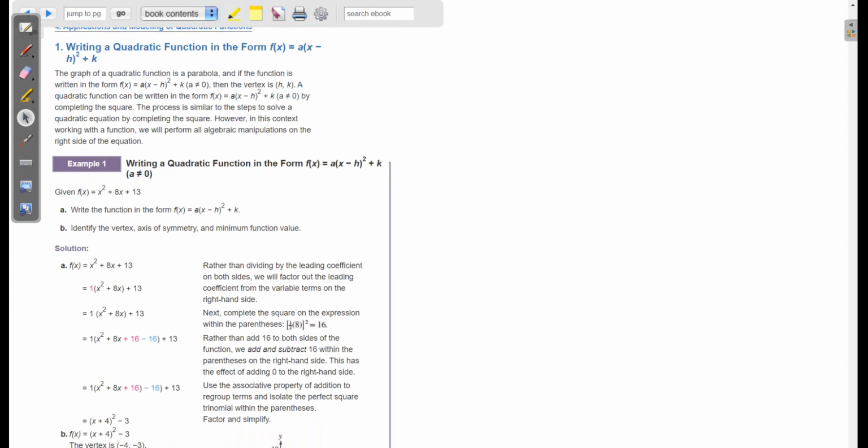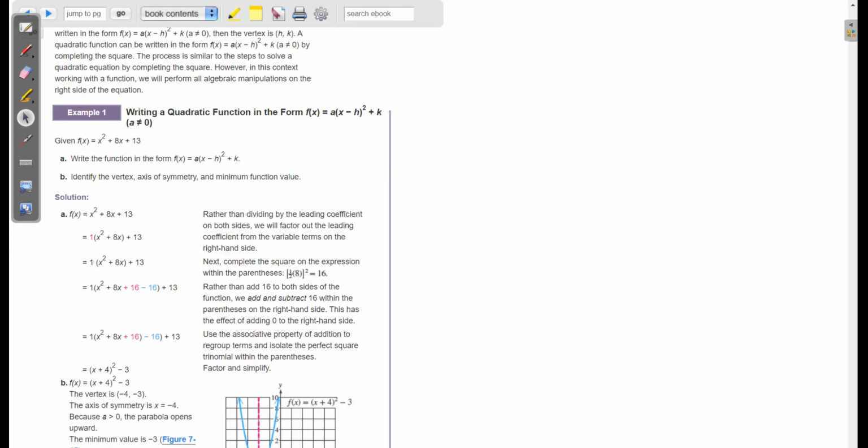Alrighty. And so we'll just jump straight to example 1 here. And let's go ahead and snip this thing, give it its own page. So example 1 reads, writing a quadratic function in the form f of x is equal to a times the quantity x minus h squared plus k, where a is not equal to 0. Now obviously the a not equal to 0 is just there because if a was 0, then it wouldn't be a quadratic. So don't get confused by that.